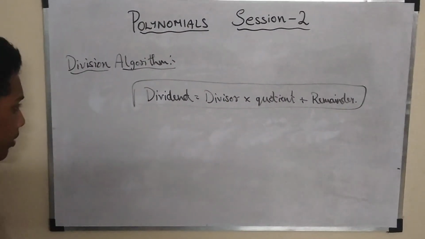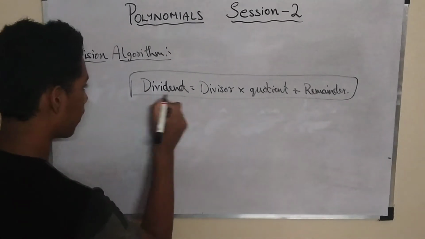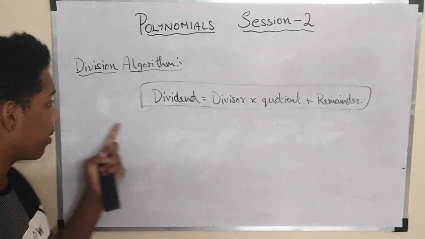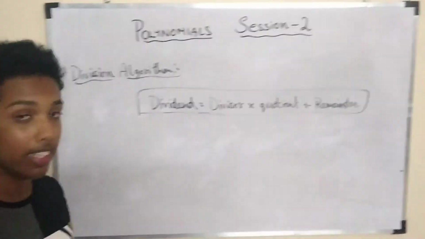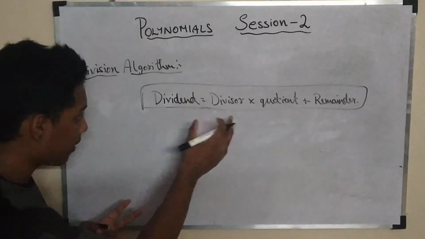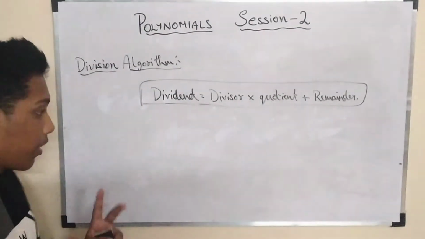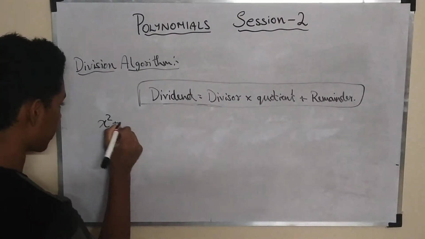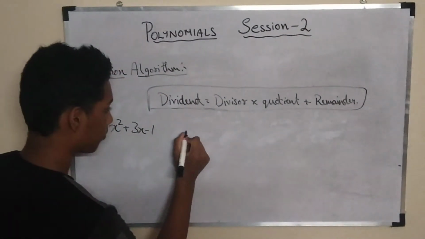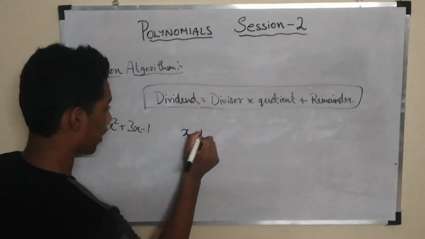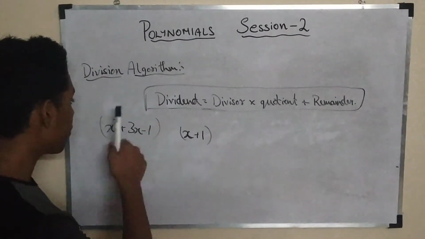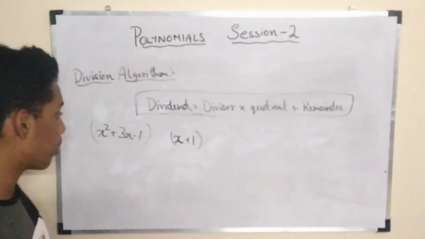Main thing to remember. Now they can ask you questions like, they'll give you two polynomials actually. One will have a greater degree, the other will have a lesser degree, and those would be the dividend and divisor. And they'll ask you whether the divisor is a factor of the dividend. Let's just say x square plus 3x minus 1 is a polynomial, and x plus 1 is the other polynomial. They are asking if this polynomial is a factor of that polynomial.